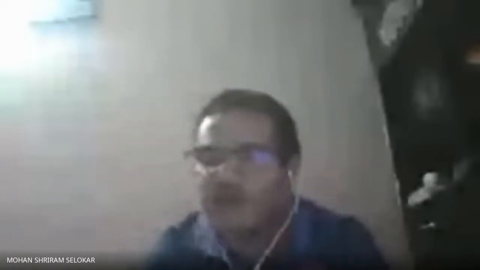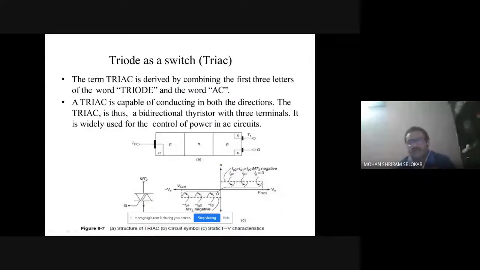It can conduct in the positive half cycle of the applied voltage as well as in the negative half cycle. Okay, so that's why it is called a Triac, which can be used in the positive half cycle as well as the negative half cycle. It means that the Triac can be used in an AC environment. That's why it is called a Triac.